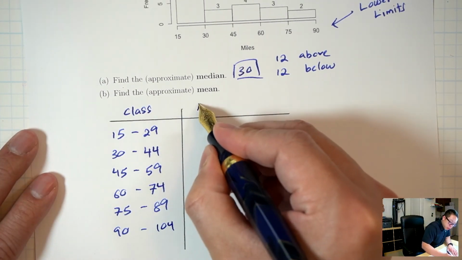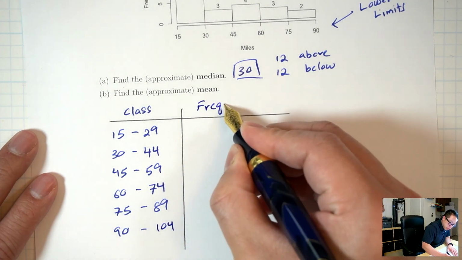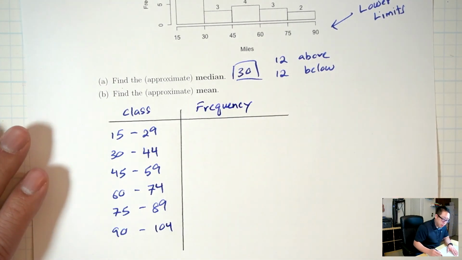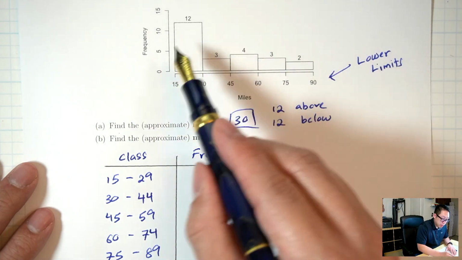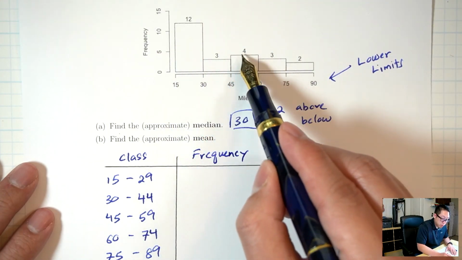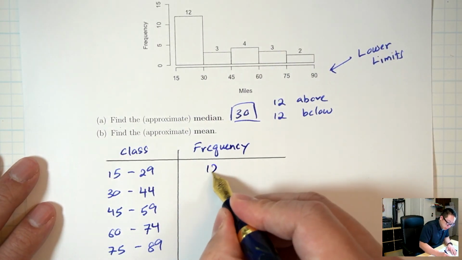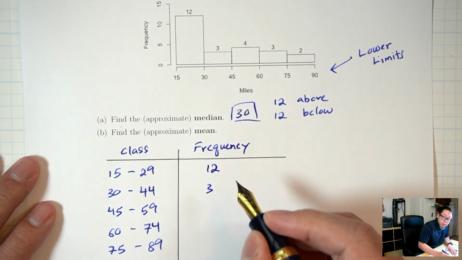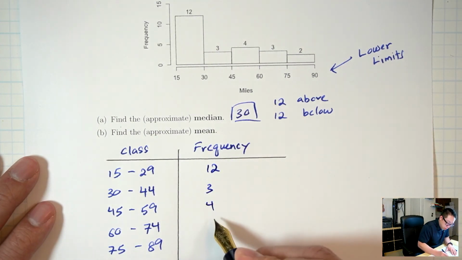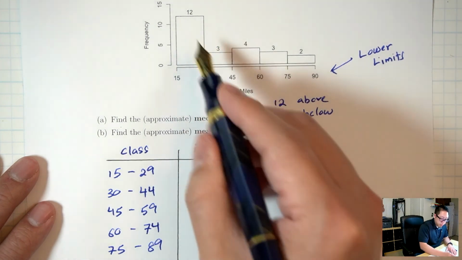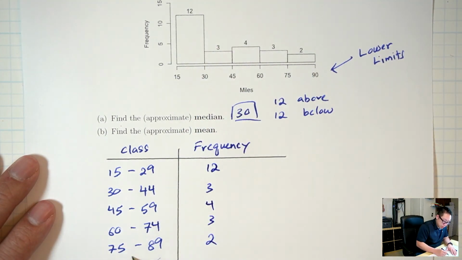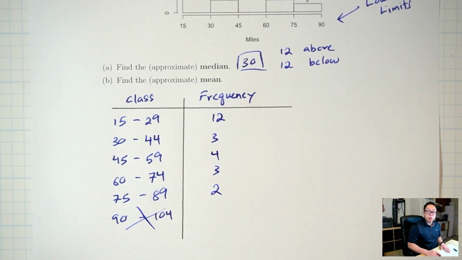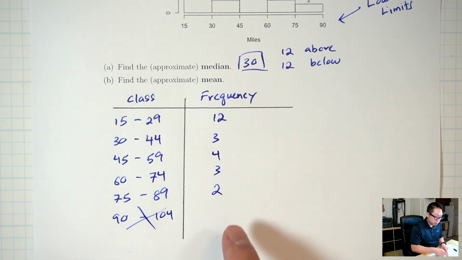Okay, the frequencies. This is a frequency histogram, so these numbers are the frequencies. So 12, 3, 4, 3, 2. I didn't need this last one anyway. All right, so this is a frequency table, a frequency distribution.